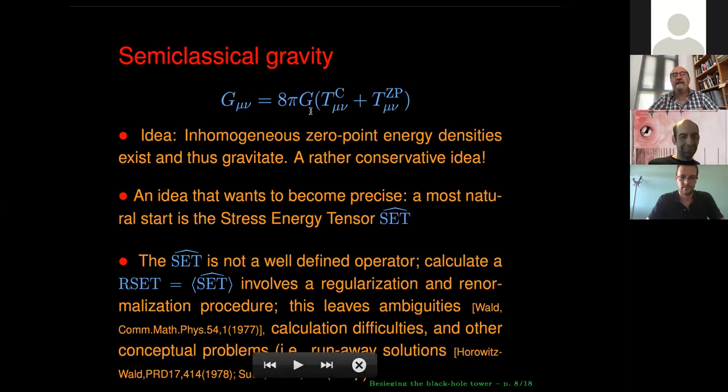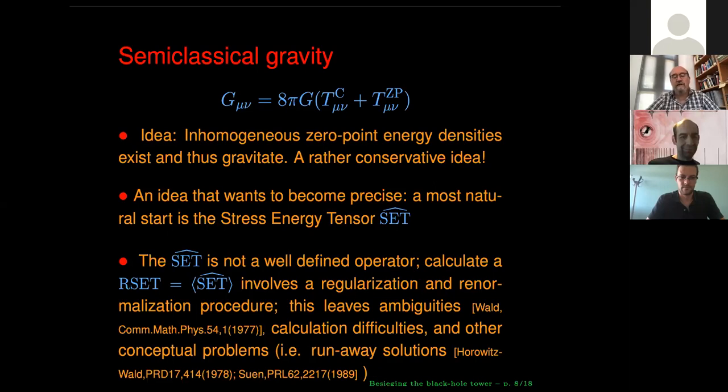So that's why I say that semi-classical gravity is trying to solve Einstein's equations with a classical stress energy tensor term plus some energy momentum tensor representing these zero-point fluctuations. But this is the idea. But then, of course, you want to have a precise definition of what is this additional stress energy tensor.